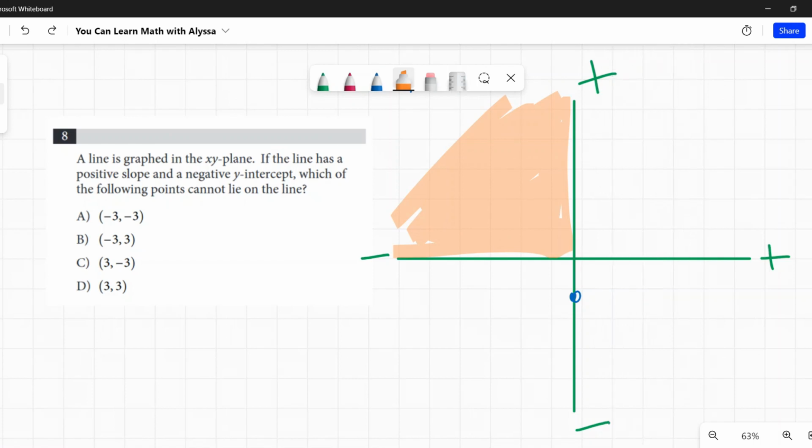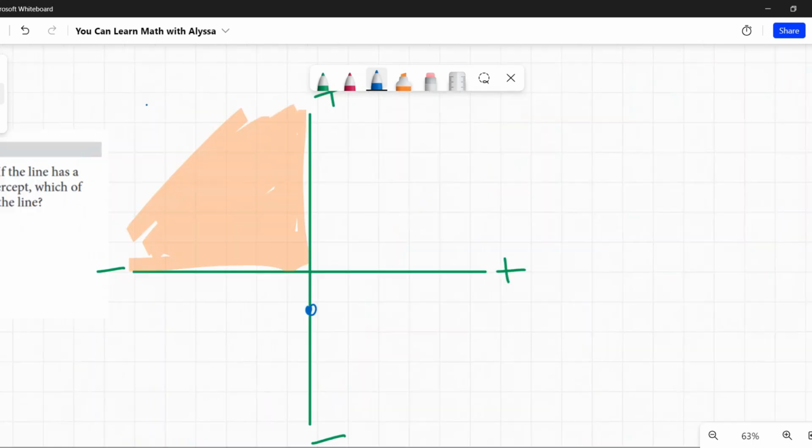So that's what we're looking for. We're looking for a point that would be in this upper left quadrant. So again, we want a negative x and a positive y. And look over here, only A and B have negative x's, and only B has a negative x and a positive y. So B is my answer.